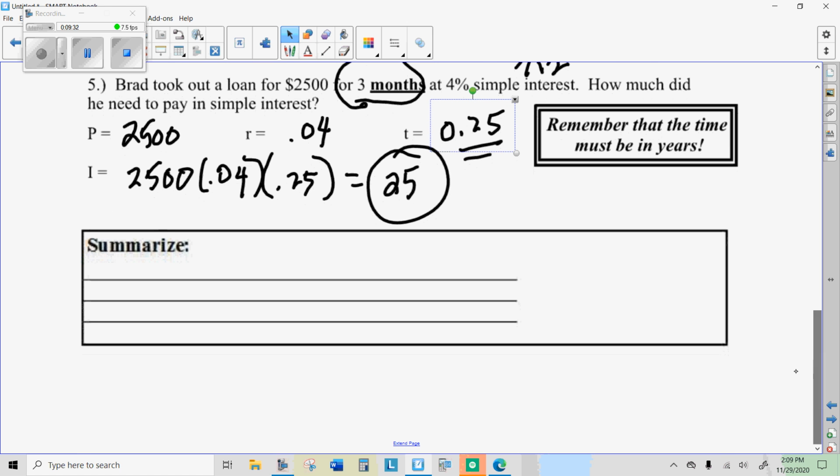All right, so go ahead and summarize what you're doing. You have to understand what each of these letters stand for. To find your interest, you do principal times rate times time. And then to find your balance, so let's write this out, you guys. That's equal to your principal plus your interest.